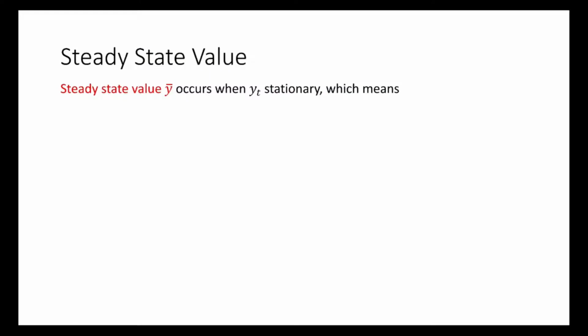Before we learn how to find that solution, we learn what the steady state value of a second order difference equation is. Very similar to first order difference equations, the steady state value occurs when yt is stationary, which means all the values of yt are the same as the steady state value, which we call y bar.